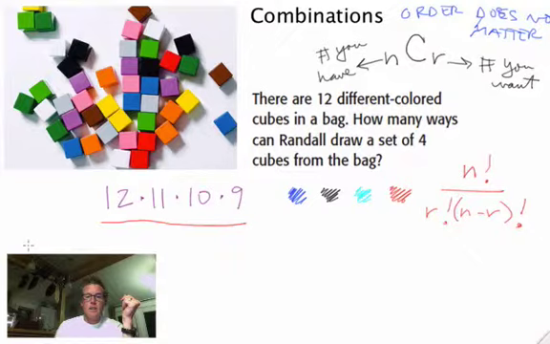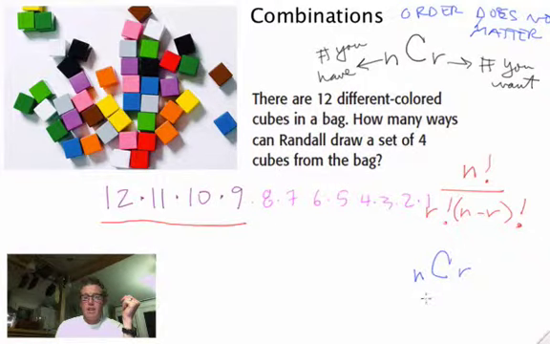Okay, so let's erase some of these here and give ourselves a little bit of room to write. For n factorial, that's 12 times 11 times 10 times 9 times 8 times 7 times 6 times 5 times 4 times 3 times 2 times 1. So there's that n factorial. Let's set up n C r so we have something to look at. My n is the total number I have, which is 12, and r is how many I want, which is 4.